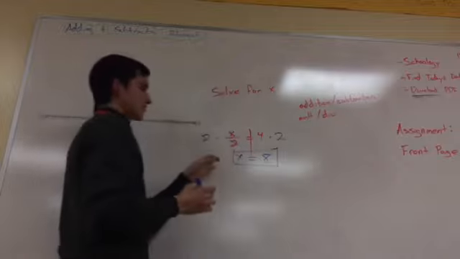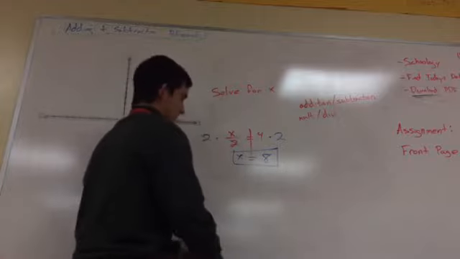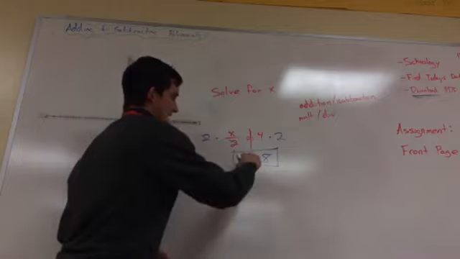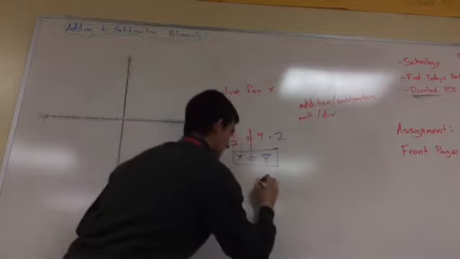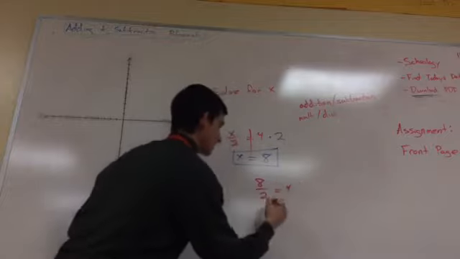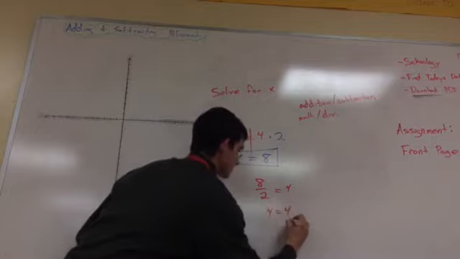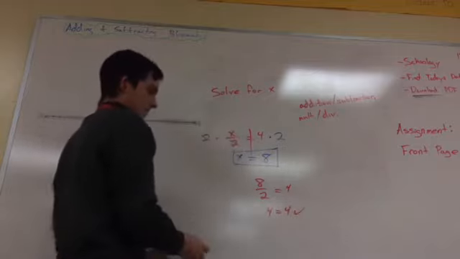Now again, I should be able to check that by plugging it back into my original equation. So let's do that real quick. So if I'm going to check it, then I'd have x is 8. So 8 divided by 2 is 4, and 4 equals 4. So it checks out. Okay?